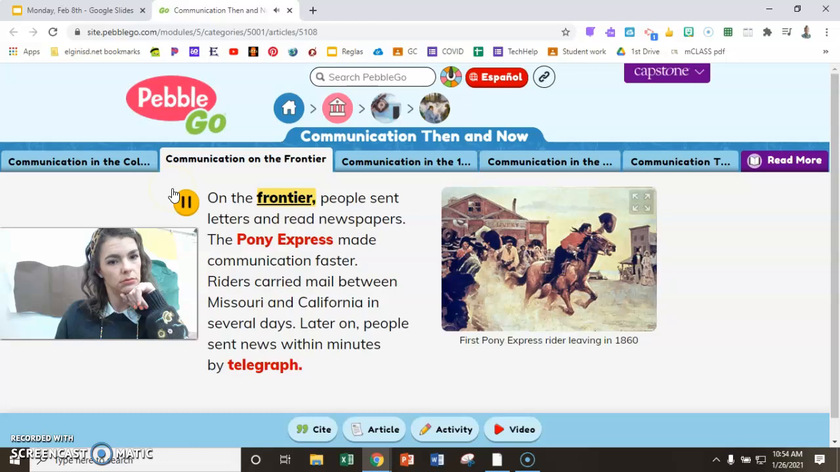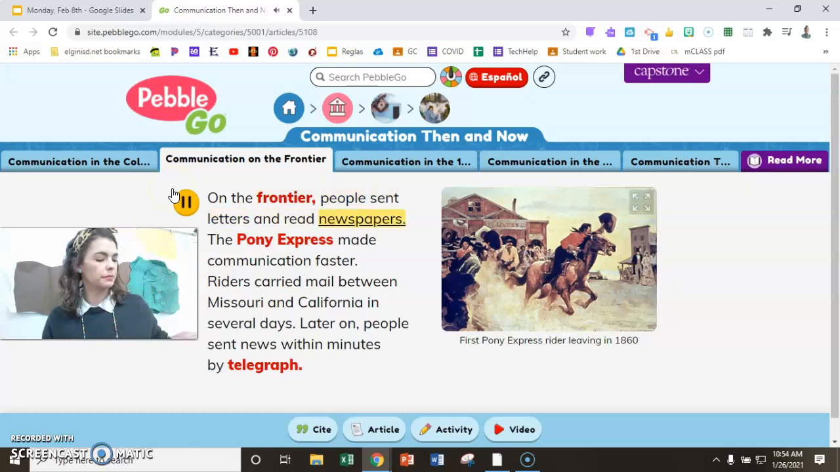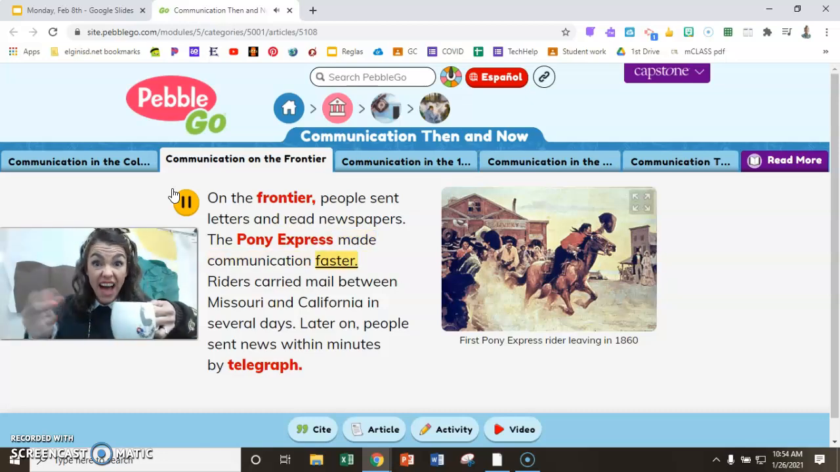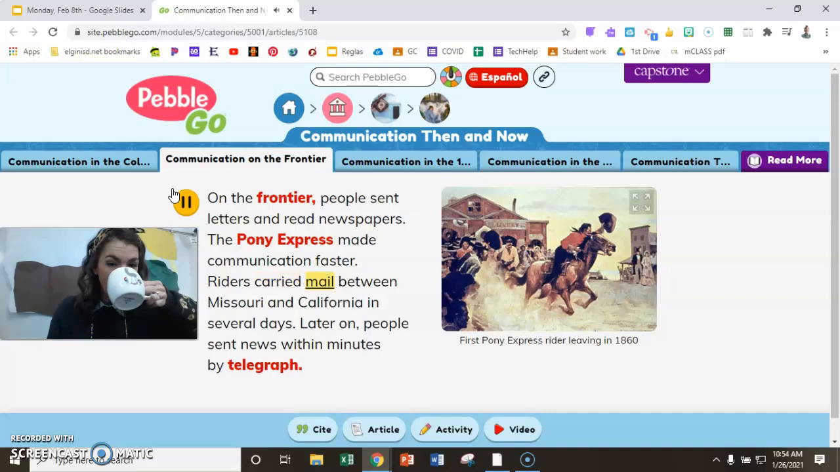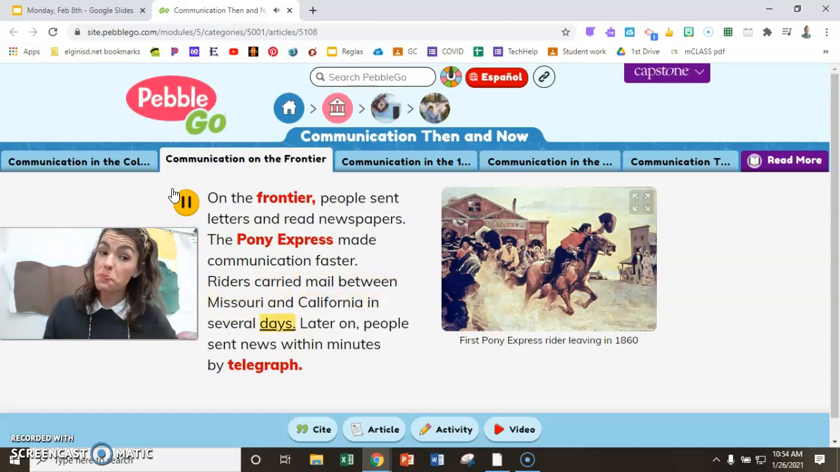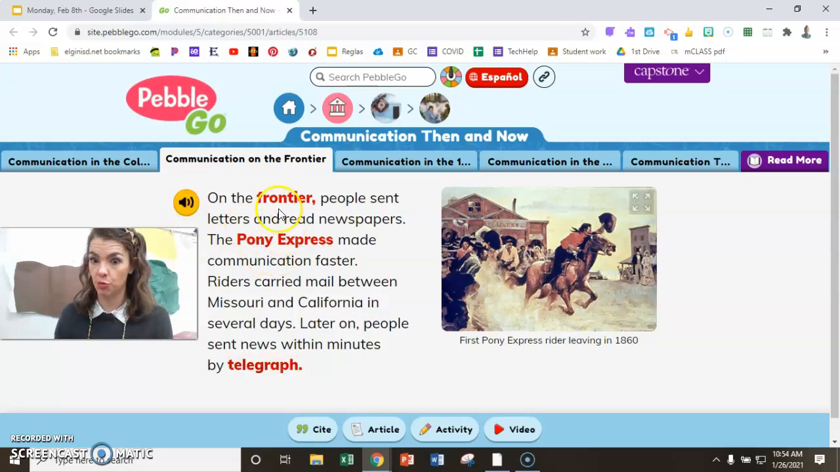On the frontier, people sent letters and read newspapers. Same. The Pony Express made communication faster. Riders carried mail between Missouri and California in several days. Later on, people sent news within minutes by telegraph. So we still have letters and newspapers, but now the Pony Express is coming, and it's faster.